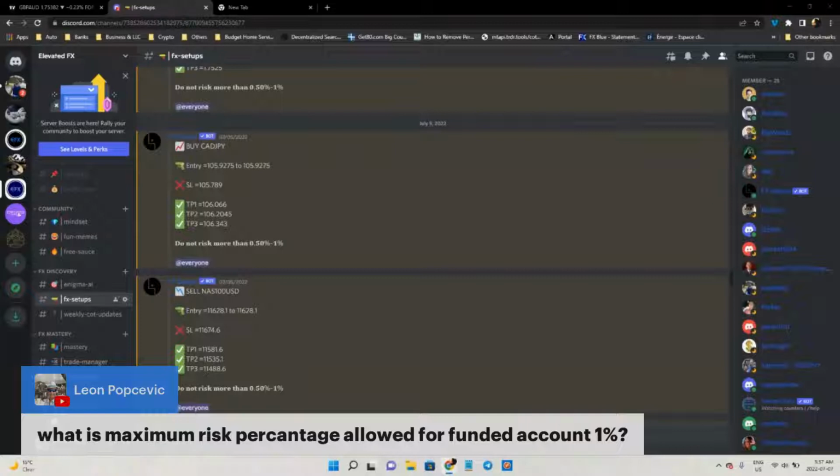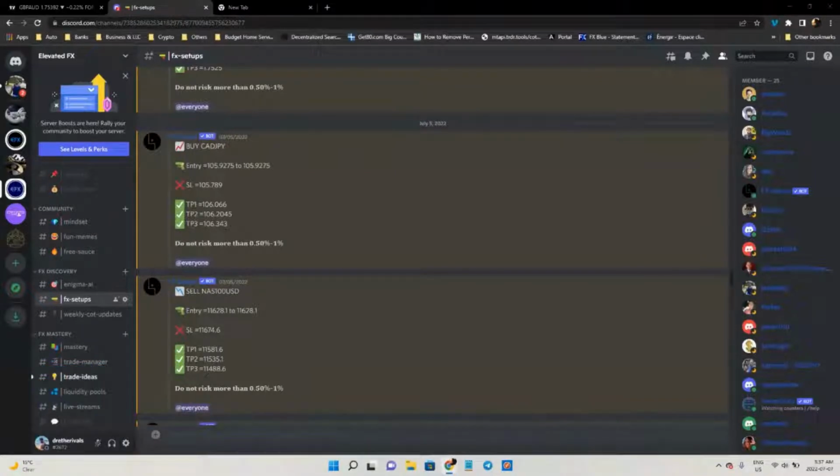So I didn't have any pushback or anything like that. I passed the funding with that lot size. That was the max lot size that I use, so I didn't have any issue on that. But you have to look at the fine print to see exactly if there's a maximum risk or not.